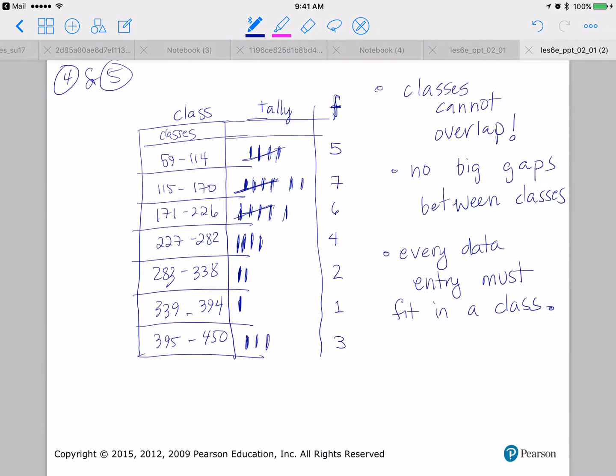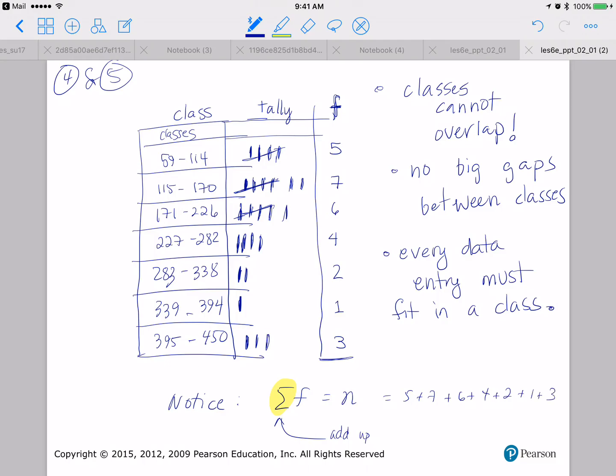Okay. So notice that the sum of the frequencies is equal to n. So if you add up all these numbers, what does this sigma mean? Sigma means add up. So if you add up all the f's, it should be equal to n. What happens if we add them up? We get 5 plus 7 plus 6 plus 4 plus 2 plus 1 plus 3.